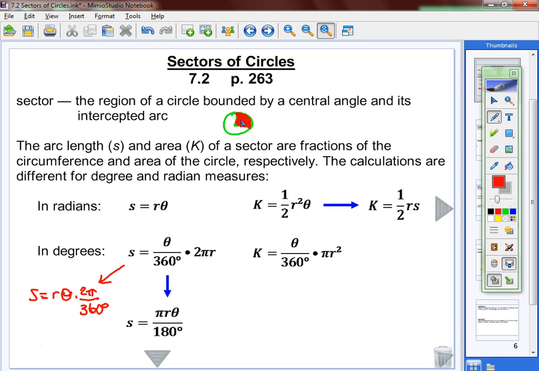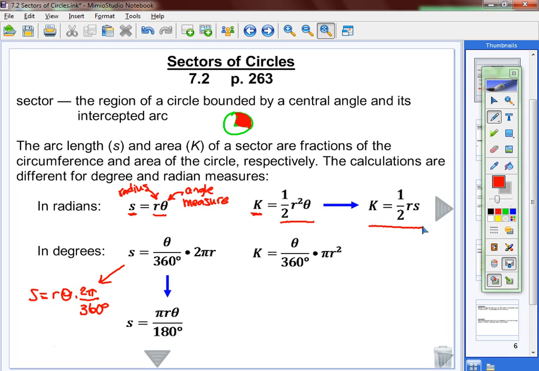So we call arc length S, and in radians, the arc length is S equals r theta. So S equals radius times the measure of the angle. And the area is given by capital K. The area is half times the radius squared times theta, which could also be written in terms of arc length. So the area is half times the radius times the arc length.